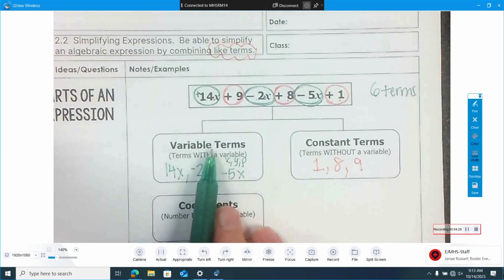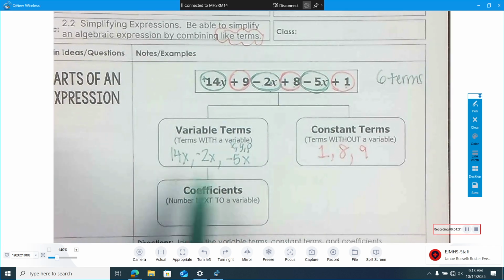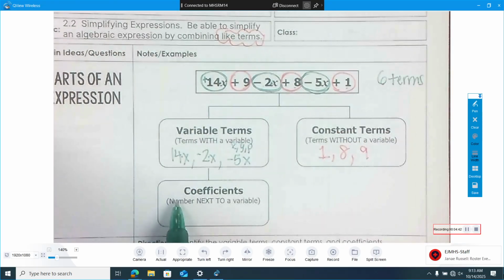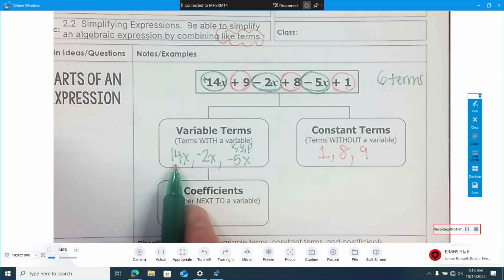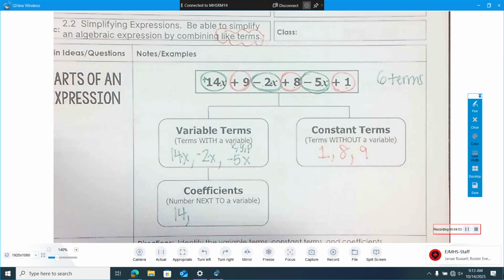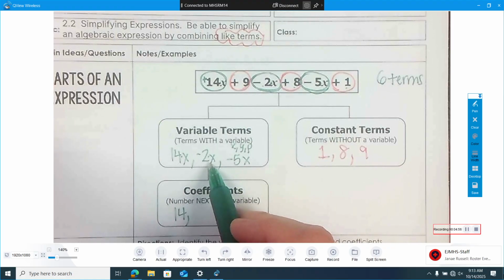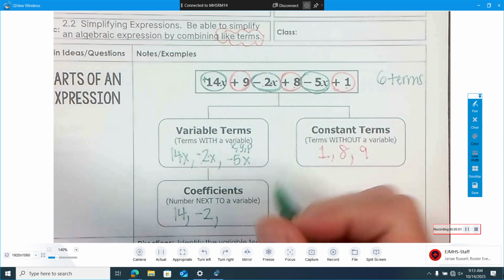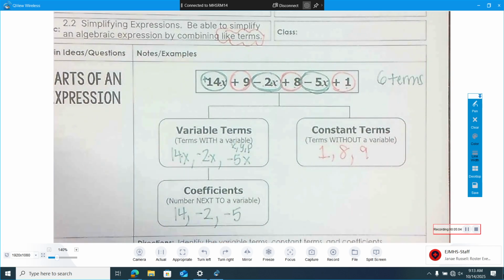Now, in our variable terms, the coefficients are the number next to the variable, the number that is connected by multiplication. So our coefficients are the numbers in front. So what are our numbers in front? What are our coefficients here? 14 is a coefficient. What else is a coefficient? With a sign? Negative 2 is the coefficient. And what's the other coefficient? Negative 5. So it's just the numbers in front, okay? Those are the coefficients. They're very, very useful.